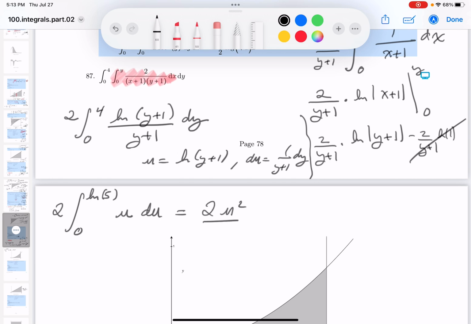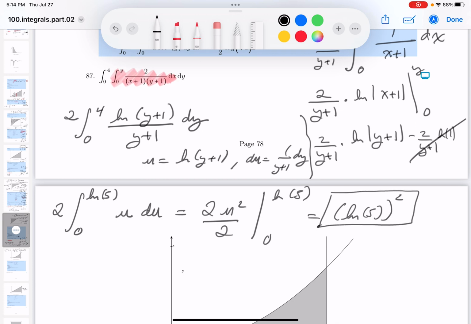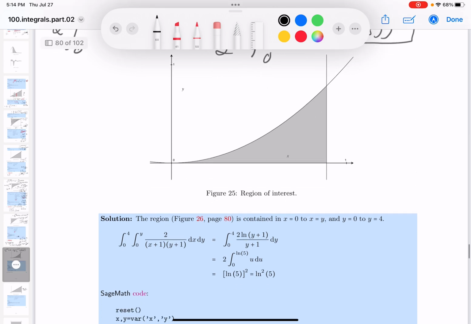2u squared over 2, evaluated from 0 to ln 5. What do you get there? Well, the 2's cancel, so you're going to get the natural log of 5, quantity squared. And if you put a 0 in there, you just get a 0, so I'm not going to write that down. So I'm going to call it quits there, box that, and I do want to look at the key and see if they've got that.